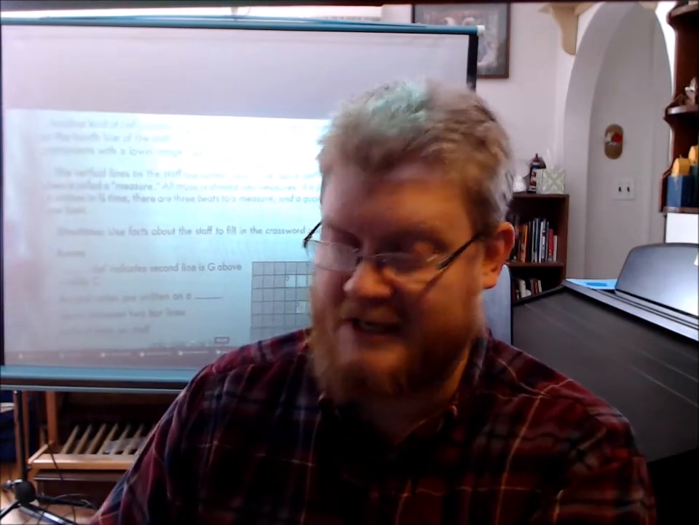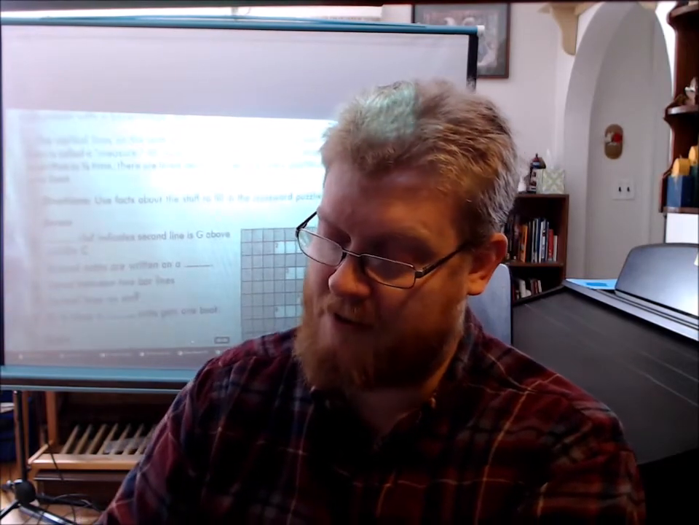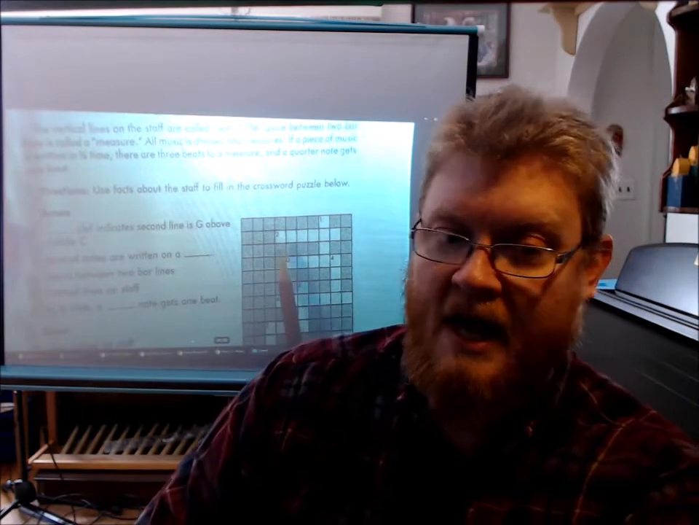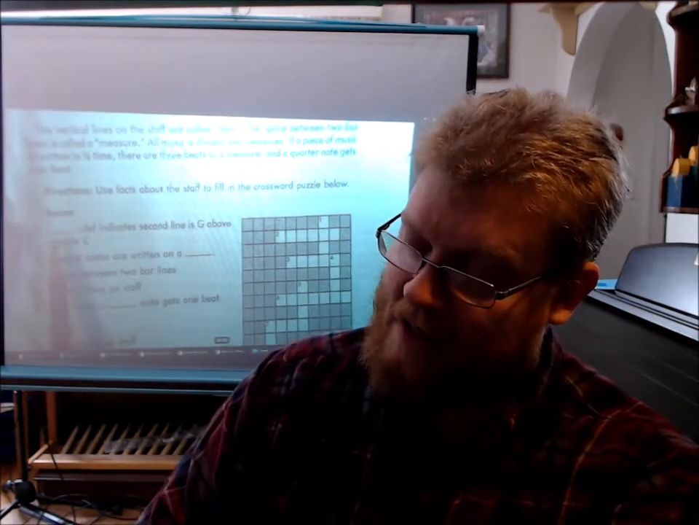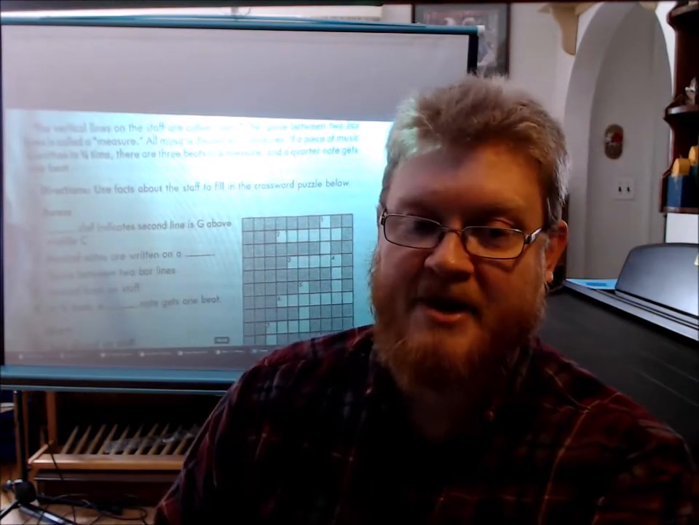Crossword puzzles, okay. I generally like to go in order. So I'm going to start with 2 across, which has 6 letters. Blank clef indicates second line is G above middle C.